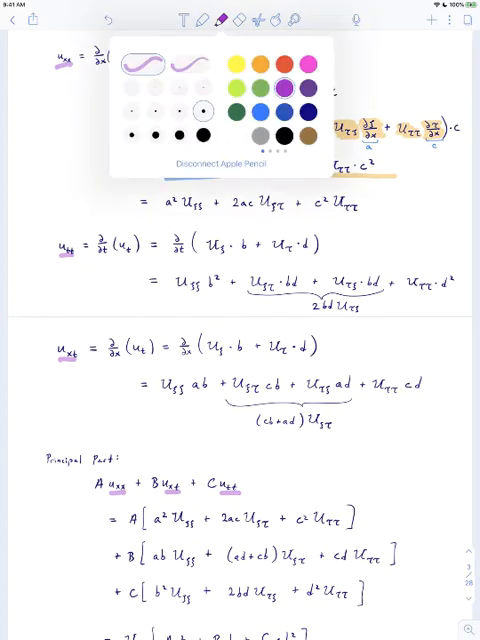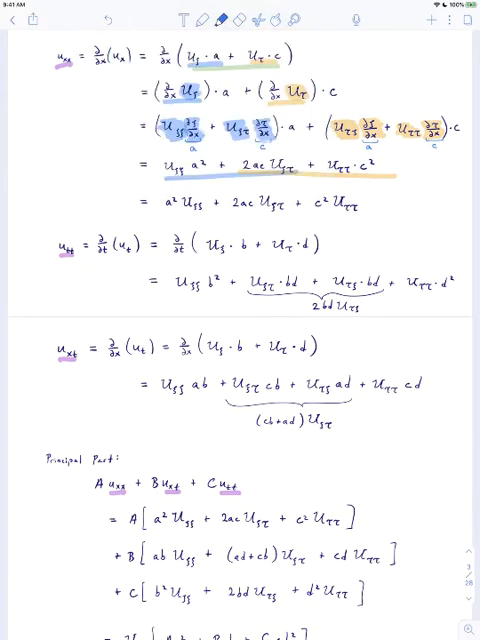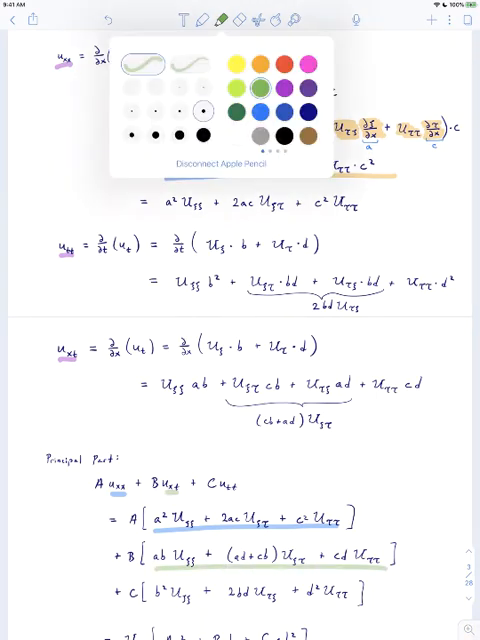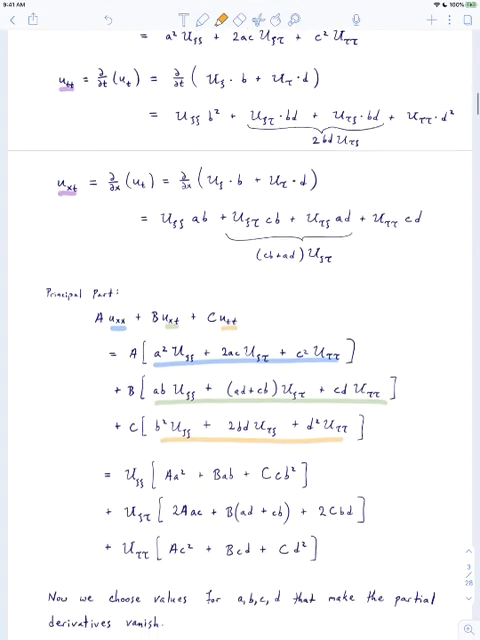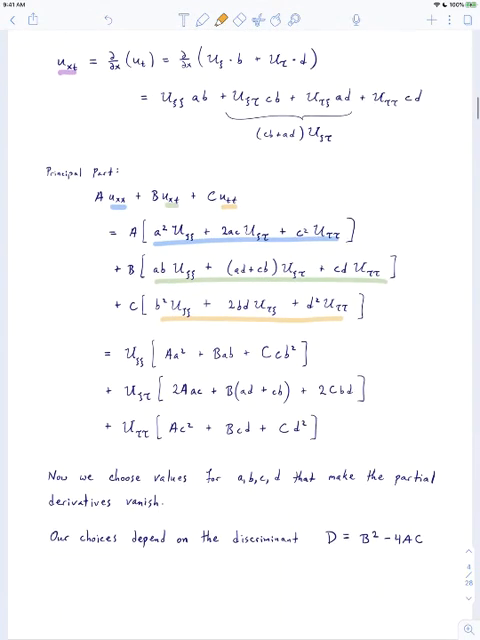I'm going to have to reuse colors though. So that u sub xx goes right there, and then u sub xt goes right here, and then u sub tt goes right there. So that gives us our principal part, and then we just simplify it.